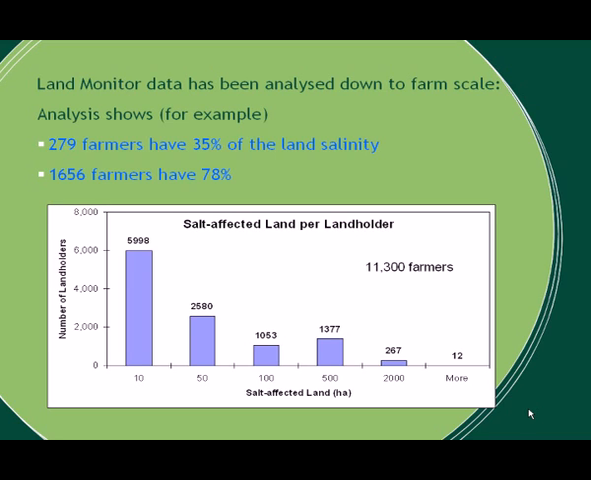So there are 12 or more farmers that have greater than 2,000 hectares of salt affected land, but there are 279 farmers who actually own or manage 35% of the land area of salinity in the southern agricultural area. Adding the next category of 500 hectares or more, you can see that there are 1,600 or so farmers who farm or manage greater than 78% of the salt affected land, and there are a significant number, almost 6,000, who have less than 10 hectares. So we can break up those categories by land ownership.